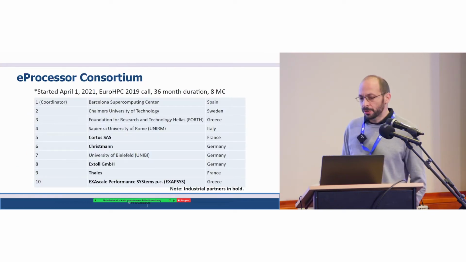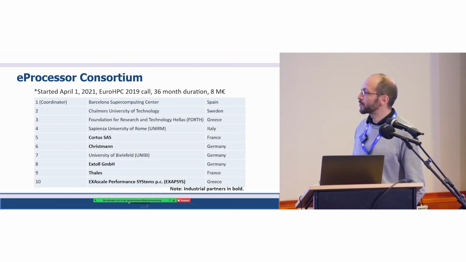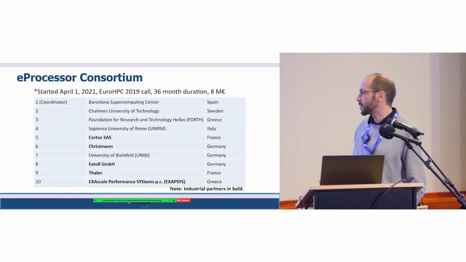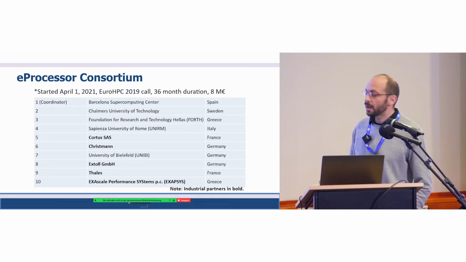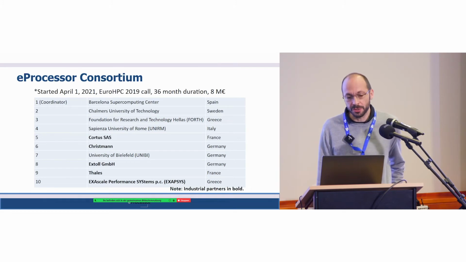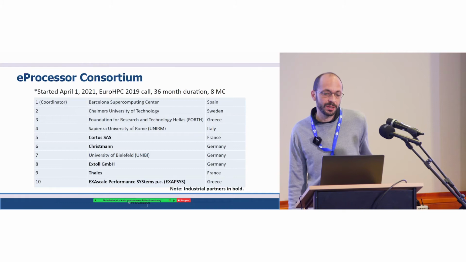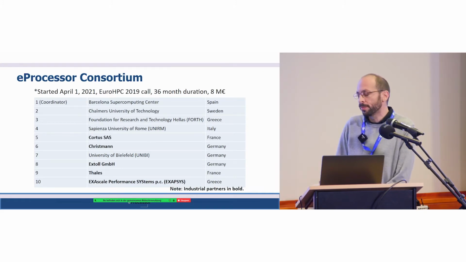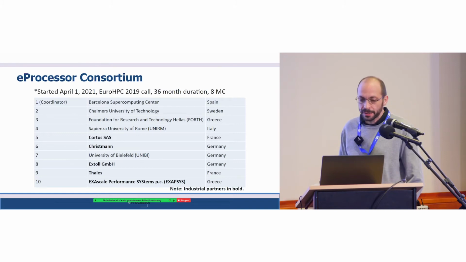So the consortium looks like this. BSc is coordinating. We have Chalmers, Forth, Unirome, Cortus, Christman, Bielefeld, Extol, Thales, and Exapsys. We have 5 industrial partners and 5 academic partners. It's a balanced consortium. As I said, it's a EuroHPC 2019 call, 3-year project, 8 million euros. We're on month 13.